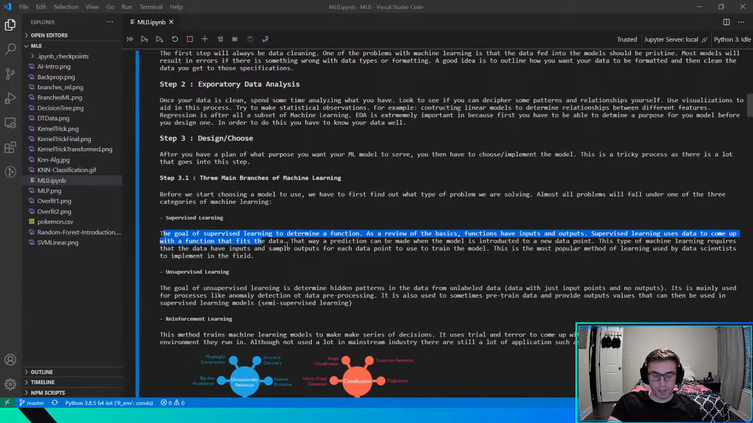The goal of supervised learning is to determine a function. There's some function that maps the inputs to outputs, and you want to have that function so you can then predict future results.